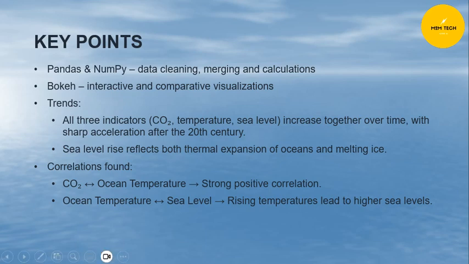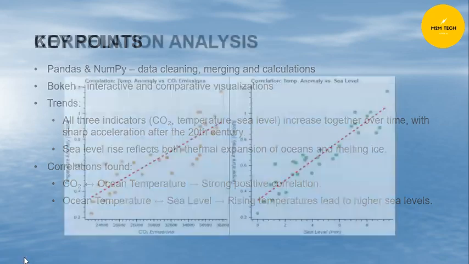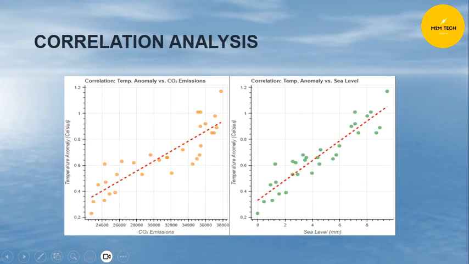You'll see the correlation in the graphs. The first one is temperature and CO2 emissions. The red line is the correlation. And the second graph is for the temperature anomalies and the sea level. So it's really straightforward, the relationship between them.